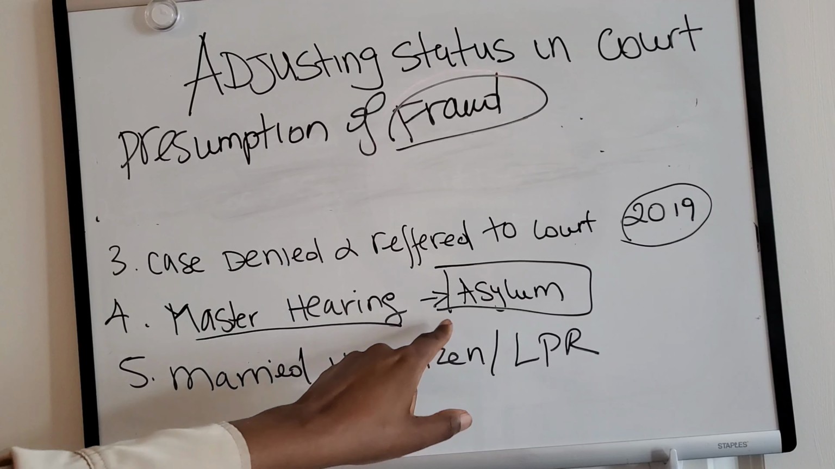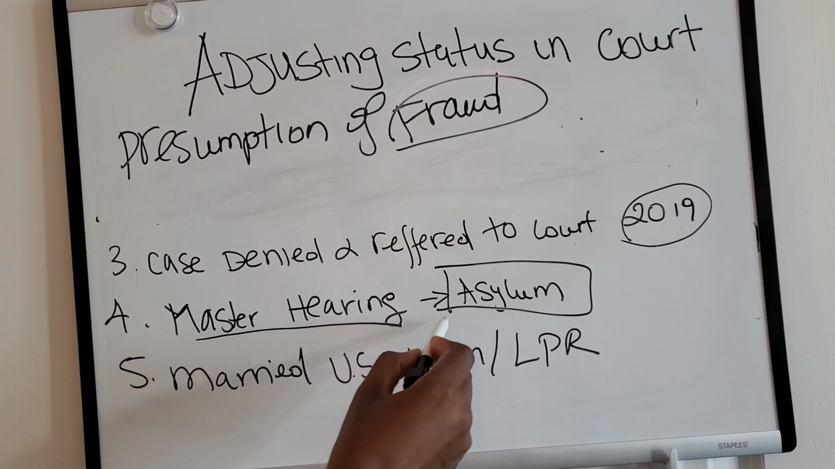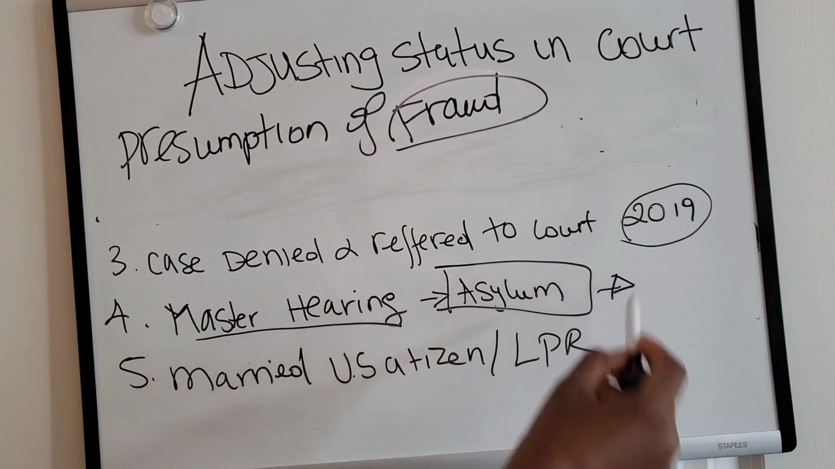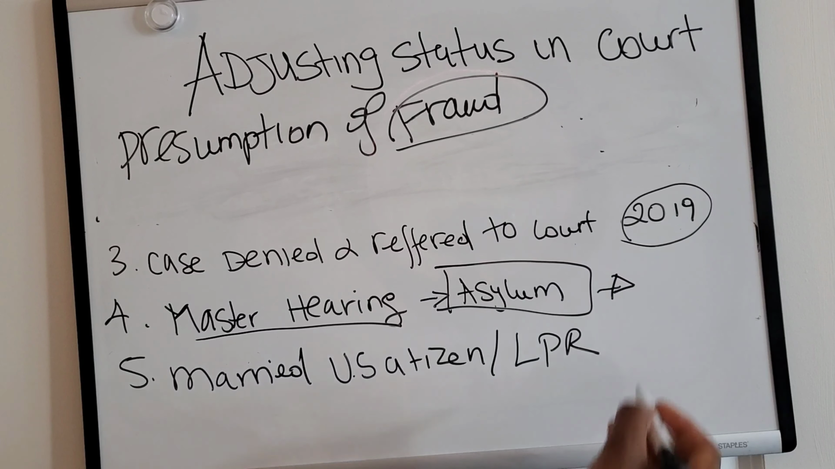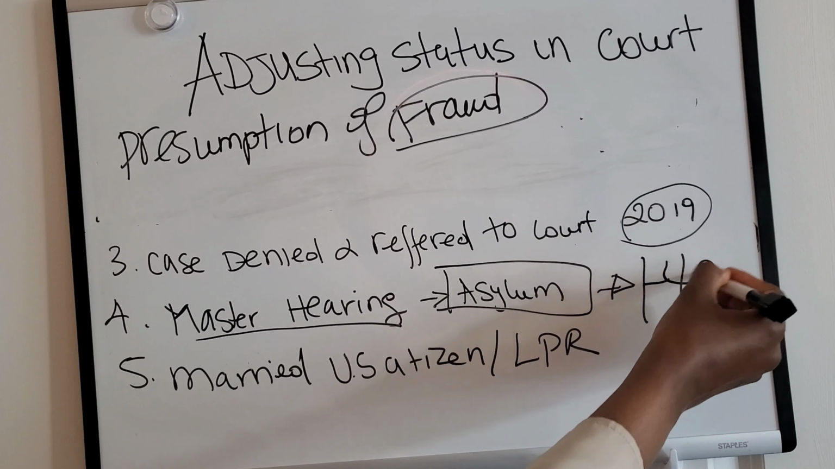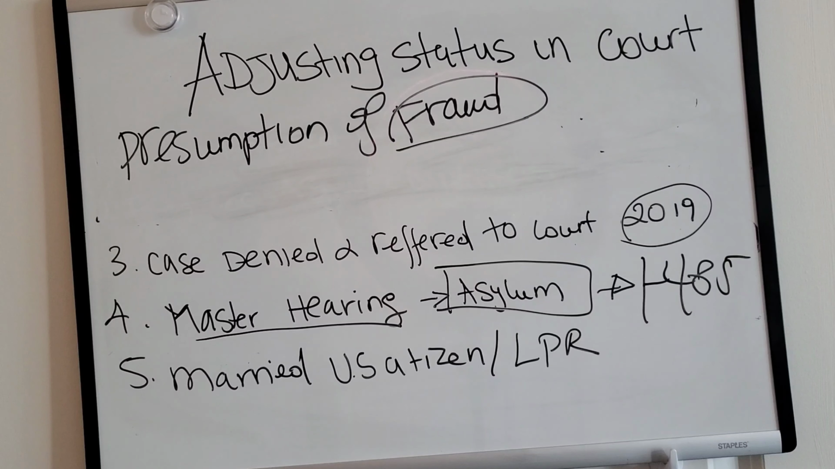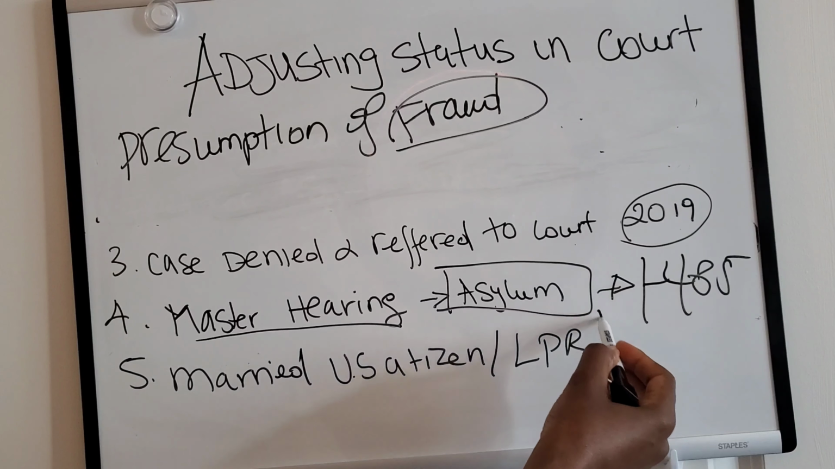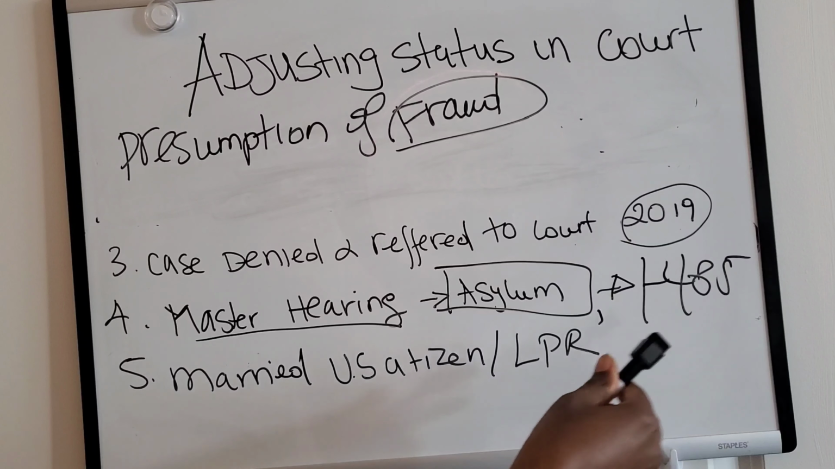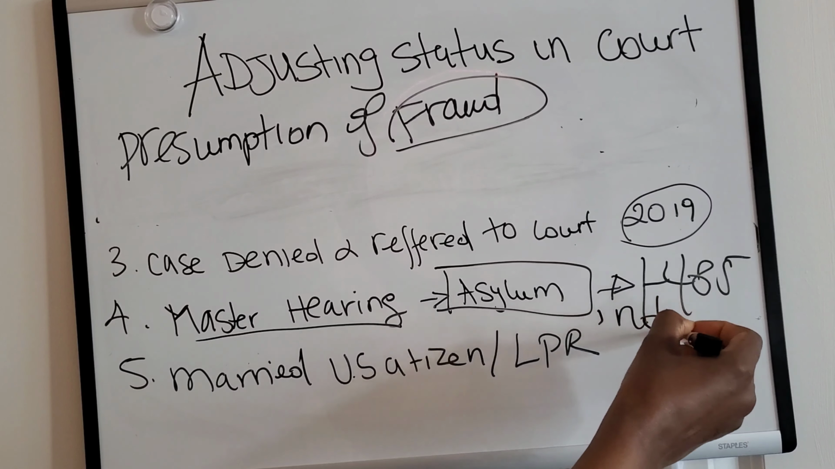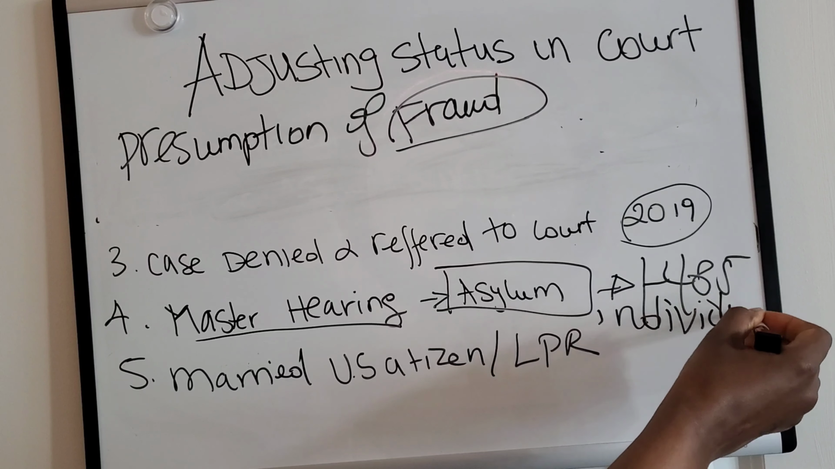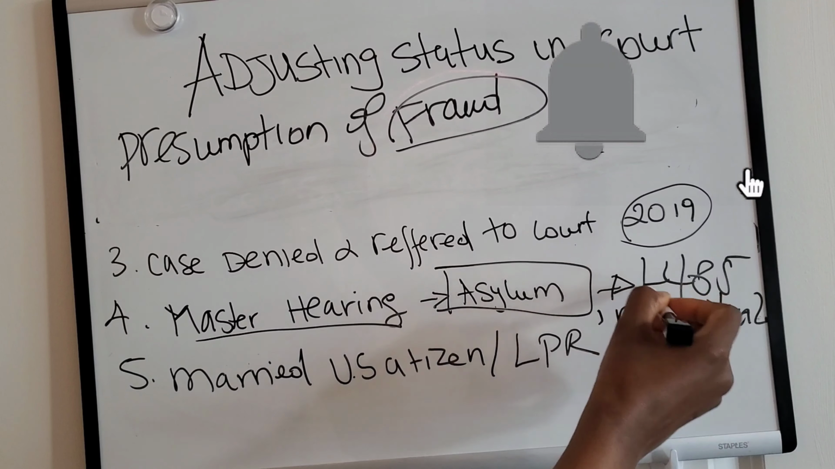What's going to happen here at the master hearing? Here at the master hearing, they're going to order you to file I-485. They're going to give you deadlines, right? In court, they're going to tell you when to file I-485, and you know how you file I-485 with all these supplemental things. And then you're going to come to the individual hearing. You file it, you come to the individual hearing. That's the merit hearing.